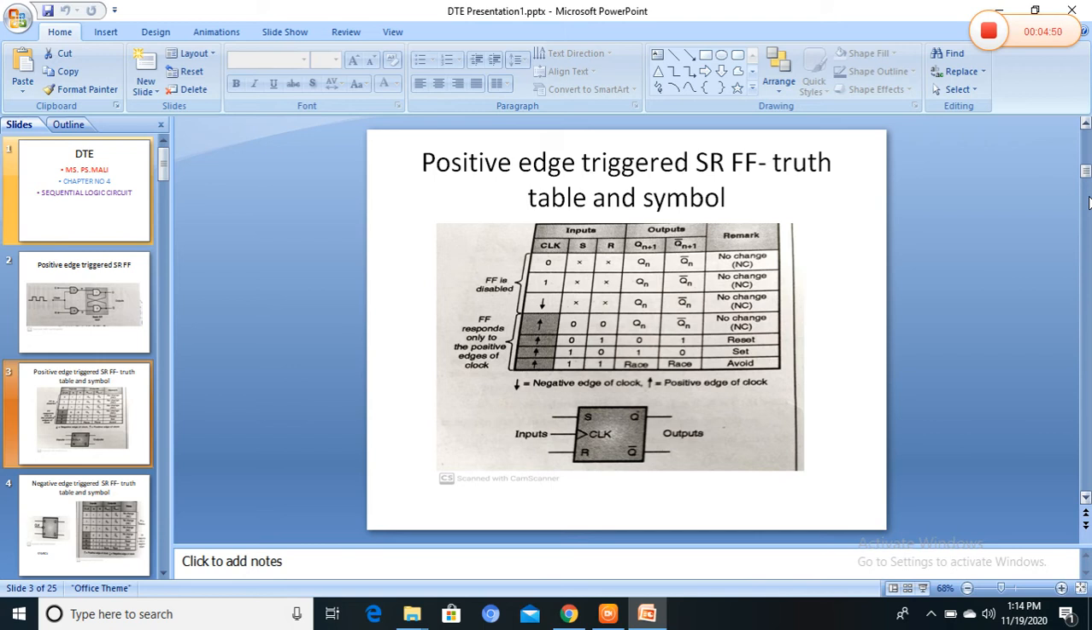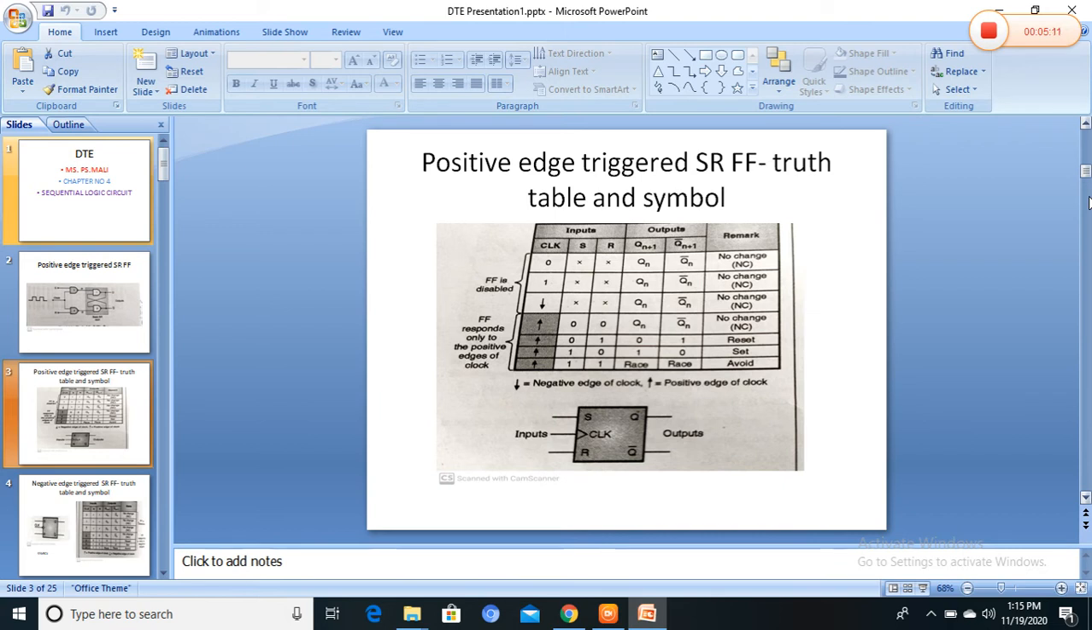But here an upward direction clock is applied, which means a positive edge trigger. When the clock is in the position of positive edge, then the flip-flop will respond to change its output. So in this first condition, when S is equal to 0 and R is equal to 0, the outputs are Q and Q n bar, that is a no change condition.